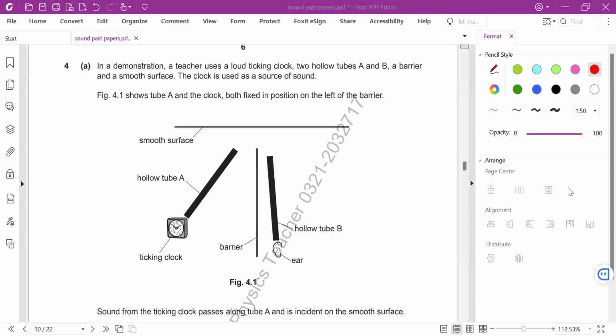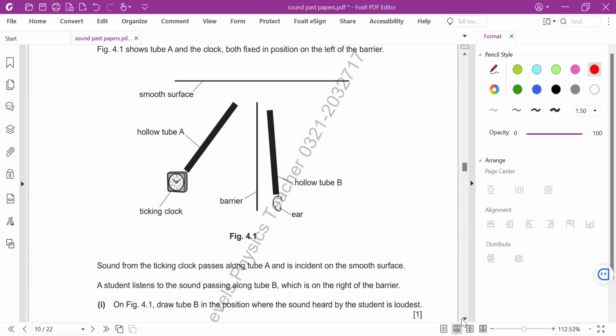In demonstration, now this is the latest part of the syllabus added, that is the sound. In demonstration, the teacher uses a loud ticking clock on two hollow cylinders, A and B, and a barrier with a smooth surface. The clock is used as the sound source. The figure shows tube A and tube B and the clock, both fixed in position on the left of the barrier.